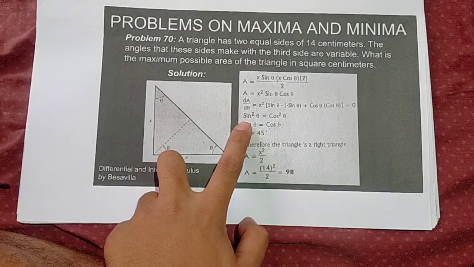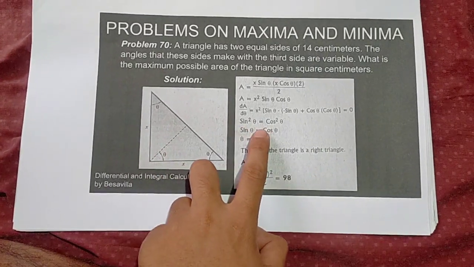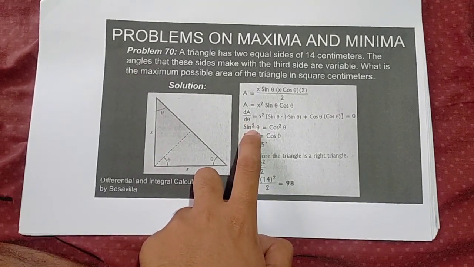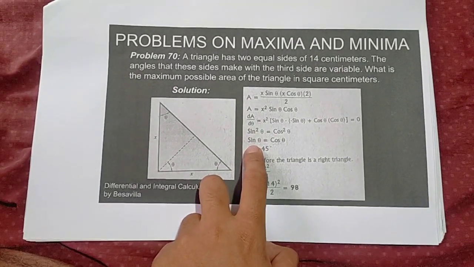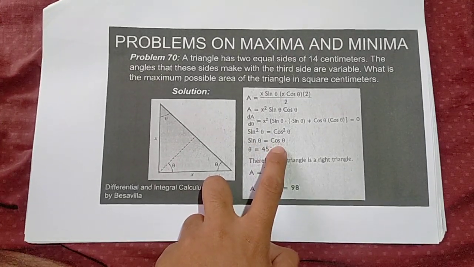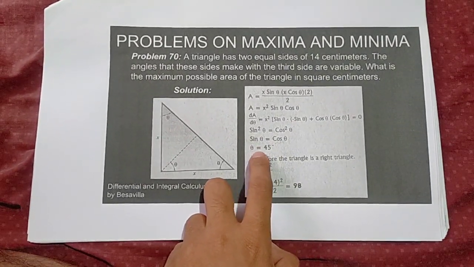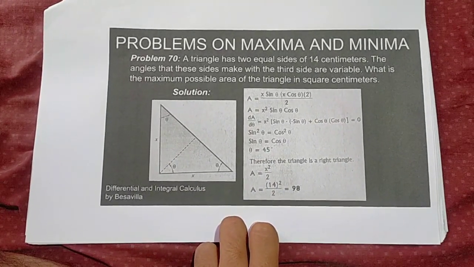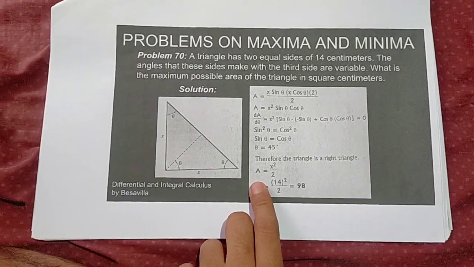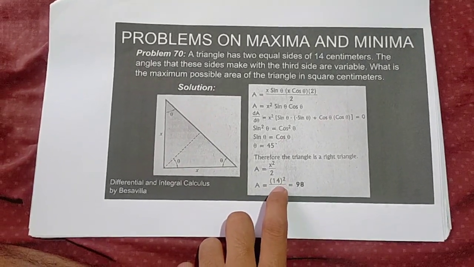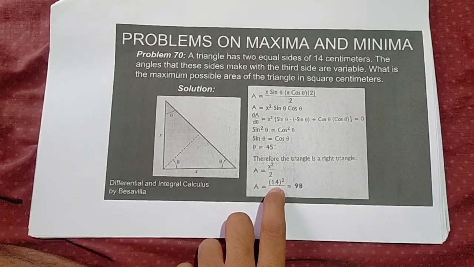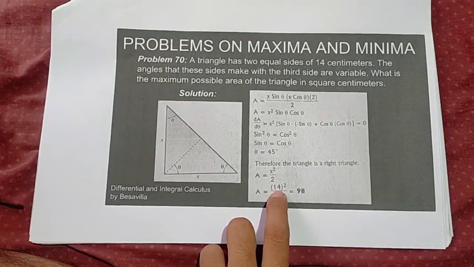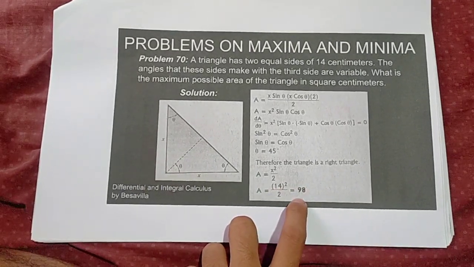So sine squared theta is equal to cos squared theta. We can take the square root, so we can cancel the squares. So sine theta is equal to cos theta, and theta is equal to 45 degrees. Therefore, the triangle is a right triangle. So the area is equal to x squared over 2, where 14 is our x. So the area is 14 squared over 2, which is equal to 98.